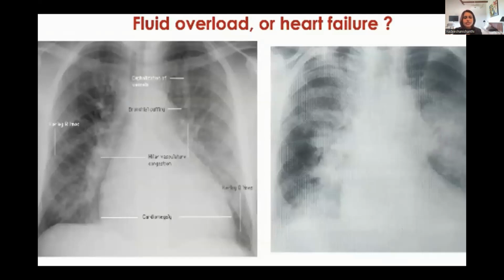So let's take a chest X-ray. For the nephrologist, this chest X-ray might be just fluid overload. For the cardiologist, it's heart failure. So how can we differentiate? That's very tricky, right? When we see the chest X-ray, there are prominent pulmonary hilar markings, curly B lines, cardiomegaly, curly A lines. So this is fluid overload. This is a chest X-ray of a patient with fluid overload.